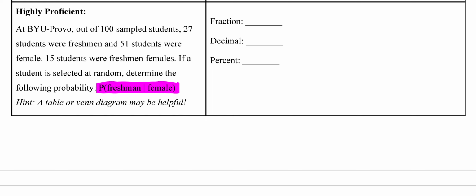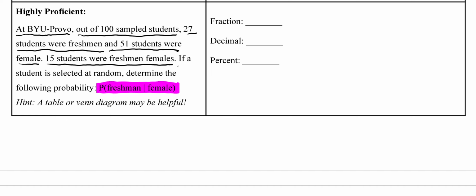So let's go back and read. At BYU Provo, out of 100 sample students, 27 students were freshmen, and 51 students were female. 15 students were freshman females. If a student is selected at random, determine the following probability. What's the probability that they are freshmen, given that they are female?